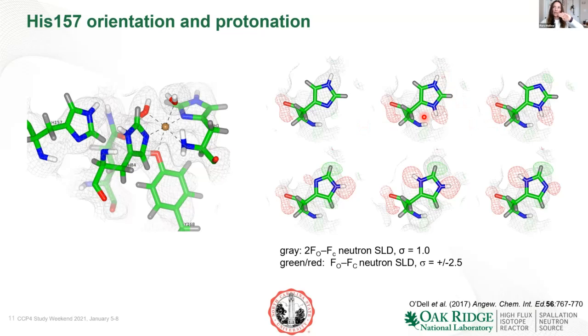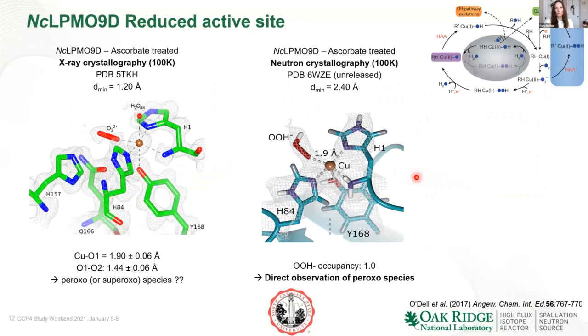And to convince the reviewer, we calculated every possibility. So in one orientation or the other, and either singly protonated or doubly protonated or singly protonated at the N delta position. And you can see that unless we are in this conformation with the N epsilon protonated, we have a warning sign in our Fo minus Fc neutron maps, where we have negative peaks or positive peaks that appear when the protonation state or the orientation is not correct. So this was our first neutron structure, which was published a few years back.